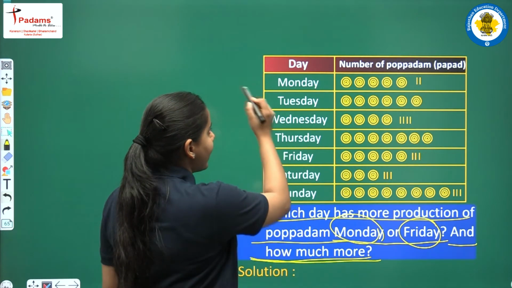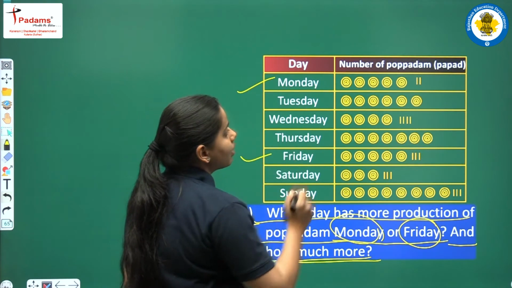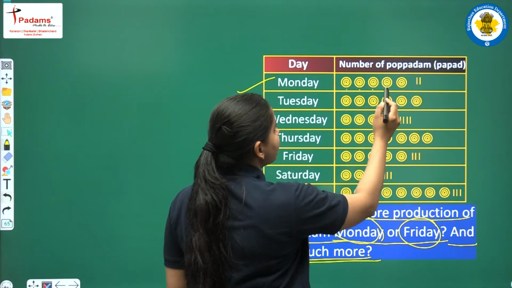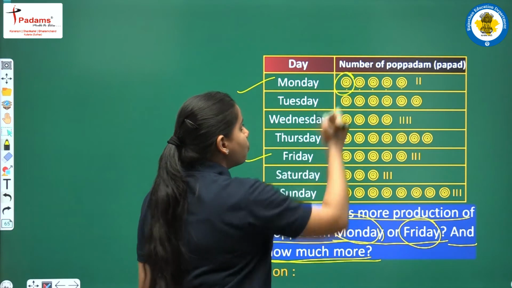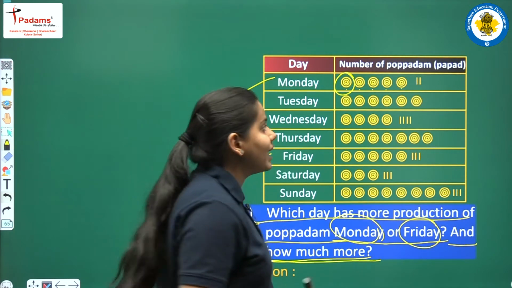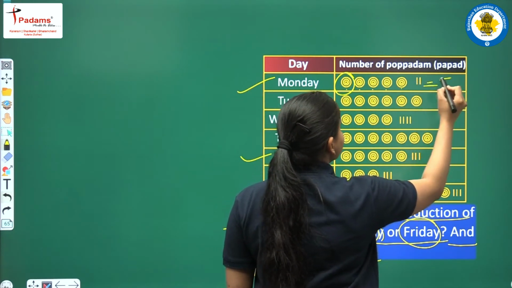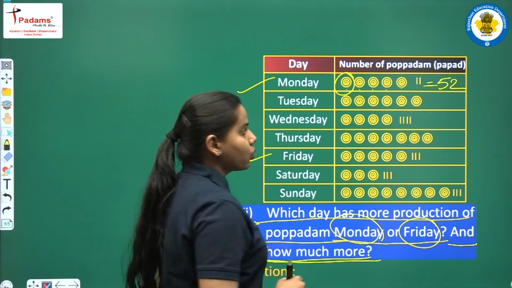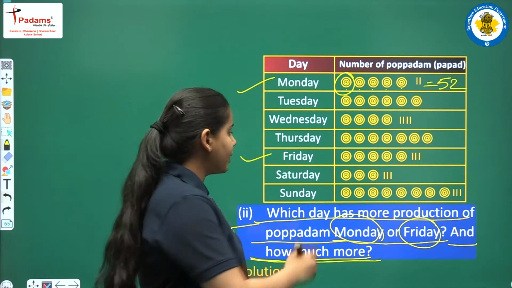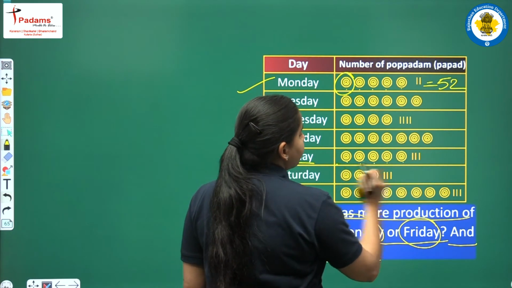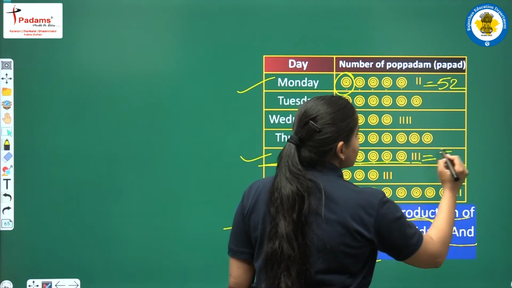सो लेट अस कंपेयर मंडे एज वेल एज फ्राइडे. मंडे को देखिए कितना टोटल प्रोडक्शन है, 1, 2, 3, 4, 5, because this one picture is equals to 10 here. So 5 is equals to 50. 50 plus 2 is 52. Monday को है total 52 production of papad. Friday को कितना है? 1, 2, 3, 4, 5. 5 and then 3, that is 53.